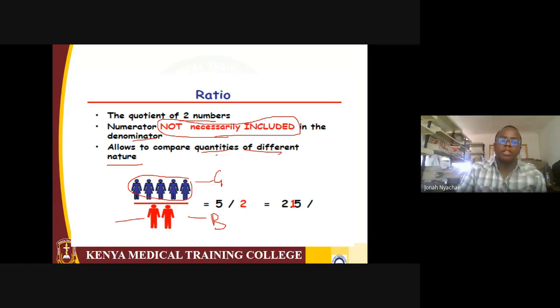For example, boys to girls is 5/2, which you can express as a decimal, which gives you 2.5. So that is a ratio, comparing quantities of different nature. It could be boys to girls, men to women, or children to adults. So you are saying 5 girls per 2 boys.